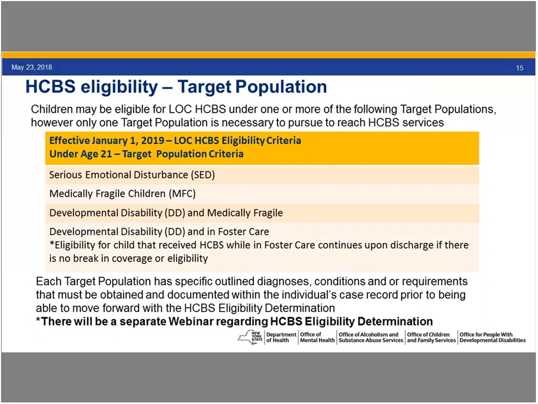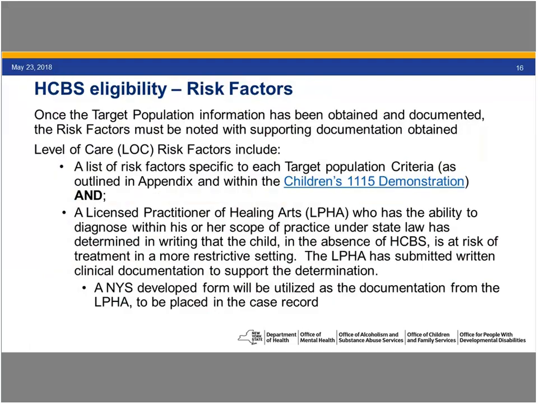Each target population has specific outlined diagnoses, conditions, or requirements that must be obtained and documented within the individual's case record prior to being able to move forward with the HCBS eligibility determination. So this is kind of like a decision tree process. You need to meet target population first, have the appropriate documentation to be able to move to the next step, which is the risk factors. So once you have identified and worked with the child and family, gathered the appropriate documentation to identify that child under our target population, you'll be able to access then the risk factors.